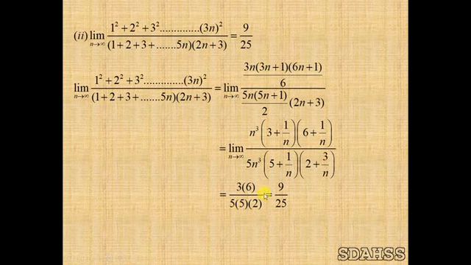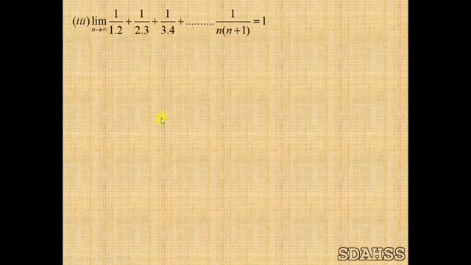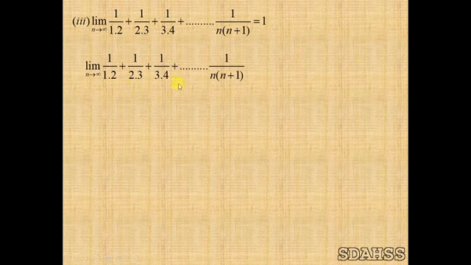Now cancel the numerator and denominator by 2, so you have 9 by 25. Subdivision 3: limit n tends to infinity 1 by 1 into 2 plus 1 by 2 into 3 plus 1 by 3 into 4 plus etc. up to 1 by n into n plus 1 is equal to 1. Consider the left hand side.